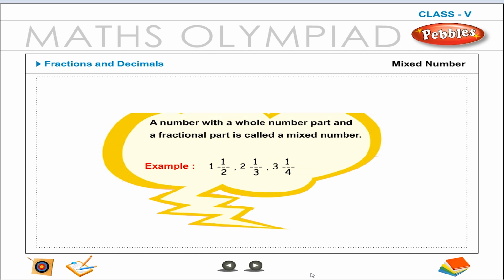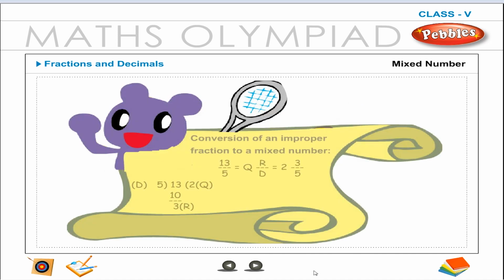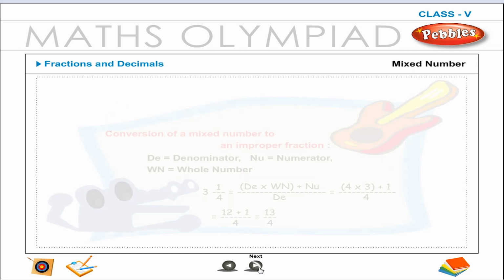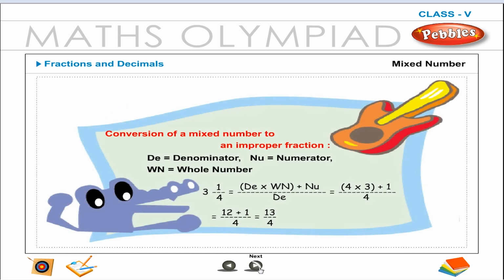Mixed number. A number with a whole number part and a fractional part is called a mixed number. Example, 1 1 by 2, 2 1 by 3, 3 1 by 4. Conversion of an improper fraction to a mixed number. Conversion of a mixed number to an improper fraction.